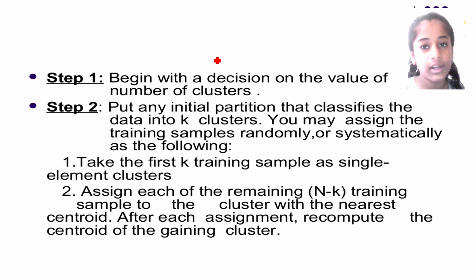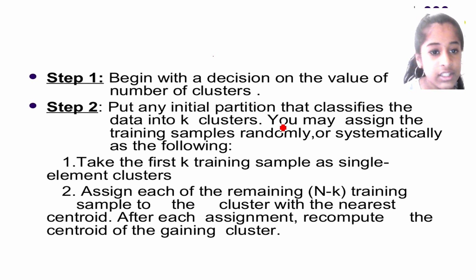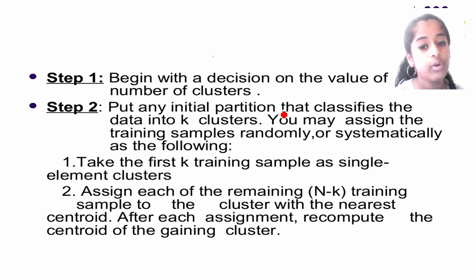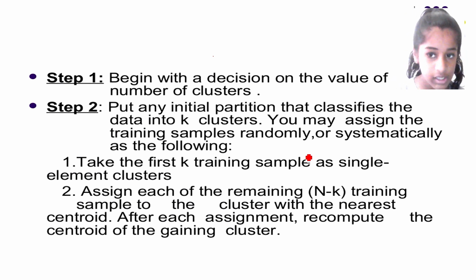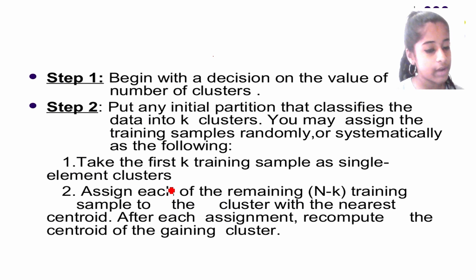So let's check the steps here. First, begin by deciding the value of clusters. K is equal to the number of clusters, as I told you, the number of groups. The second part is to put in any initial partition that classifies the data into K clusters. For classifying it, we need the distance, as I told you. You may assign the training samples randomly or systematically as follows. First, take the first K training samples as single-element clusters. If you don't have training or testing data, you can just use your own data.